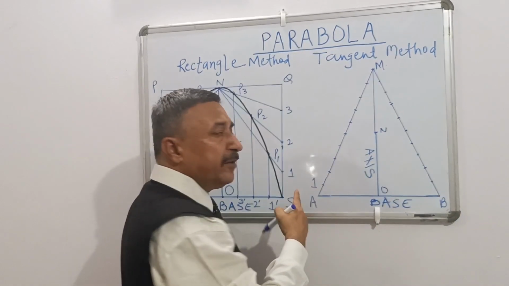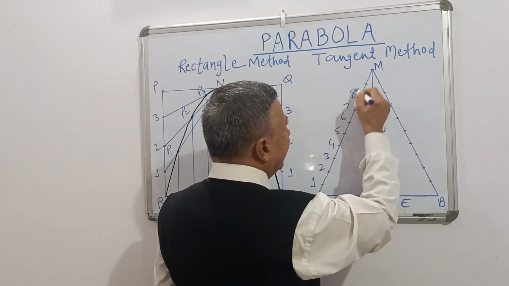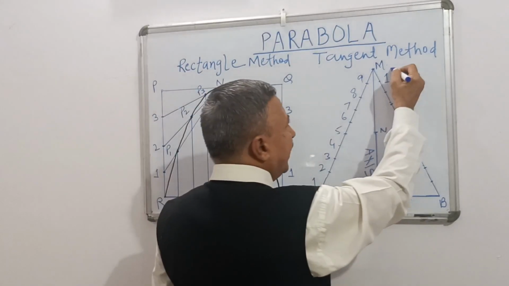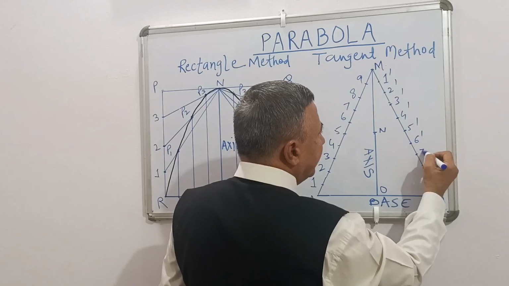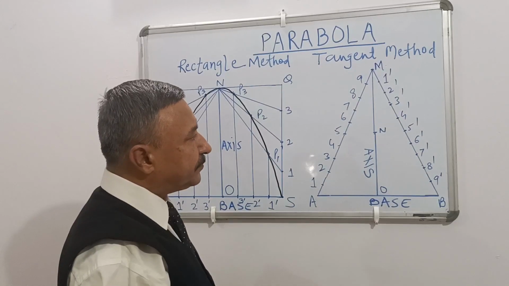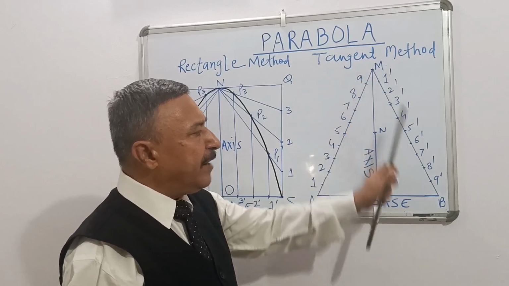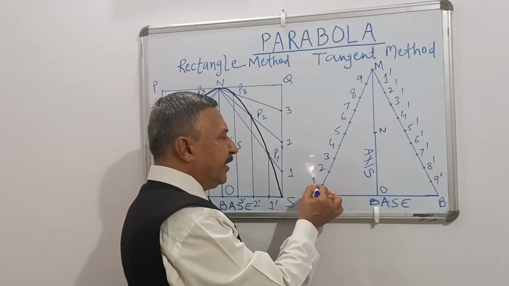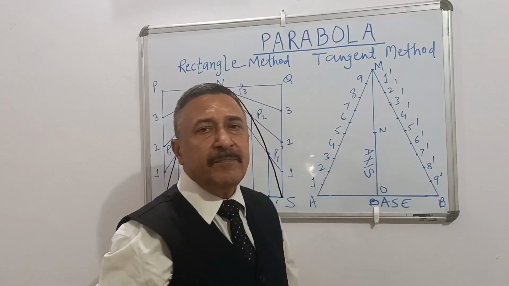We number here, starting from here, 1, 2, 3, 4, 5, 6, 7, 8, 9. And now start numbering from here: 1 dash, 2 dash, 3 dash, 4 dash, 5 dash, 6 dash, 7 dash, 8 dash and 9 dash. So divide AM and MB into the same number of equal parts, suppose 10, and start numbering from here on AM and from here on MB.